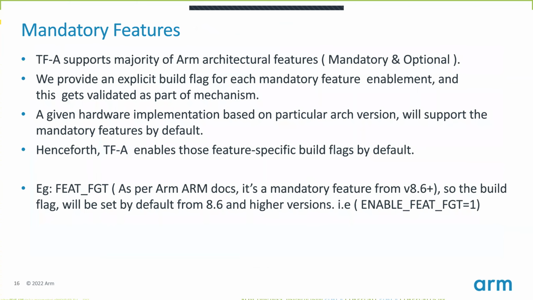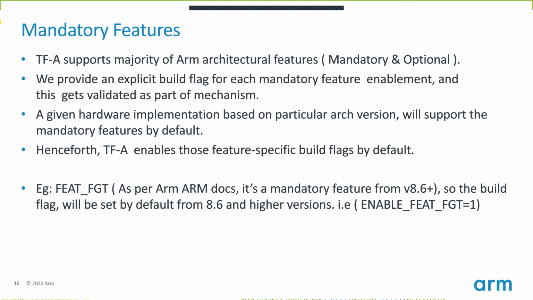Moving ahead, the next thing is, we have faced a few issues with the current implementation. I just need to bring that up, but before that, a quick recap. The feature detection mechanism basically detects both mandatory as well as optional features. TFA in general supports the majority of the ARM architectural features starting from 8.0 and above. So with our present implementation, we have started from 8.0 and above, and we have picked all the features, both mandatory as well as optional.